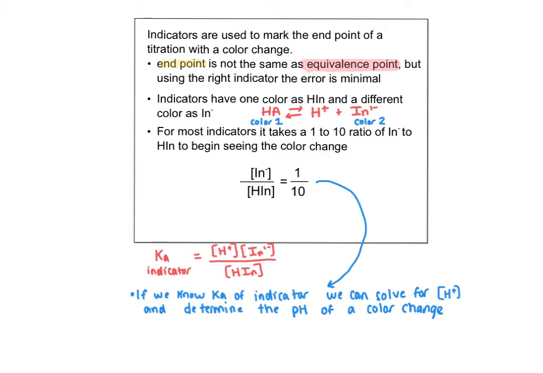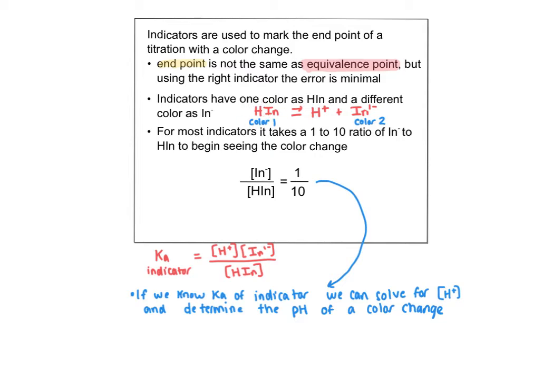Okay, so in themselves, indicators are weak acids. So I can write HIn as my indicator, and in the acidic form as HIn, it's going to be a certain color.